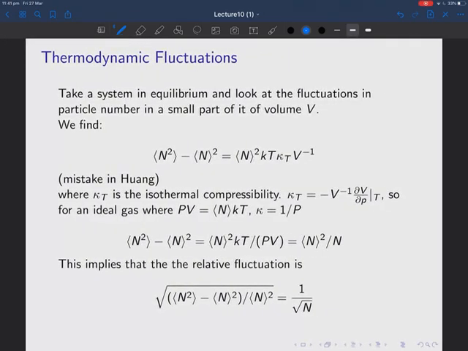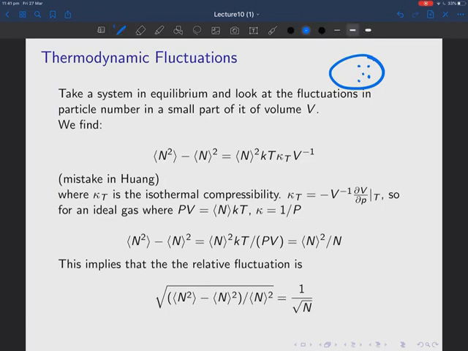Okay, so we've already looked at thermodynamic fluctuations in this course. So you take a system in equilibrium and look at the fluctuations in particle number in a small volume V. Suppose it's a gas, for example, there'll be some particles. But of course, if you take your volume small enough, then the number of particles can change a little bit. So you might only have that many particles at a certain time.